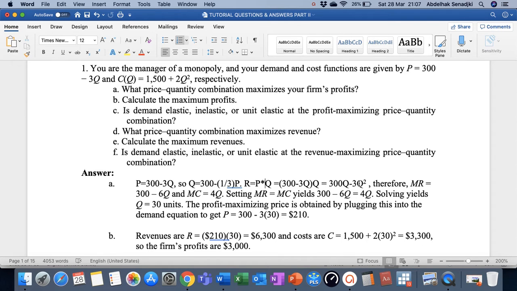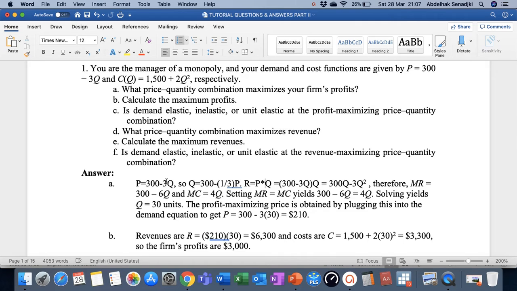So we have MR equal, when we differentiate 300Q it will give us 300. Then minus 3Q square, we bring the 2 here, 2 times 3, that means 6, times Q power 2 minus 1, which is Q. So marginal revenue here is 300 minus 6Q.